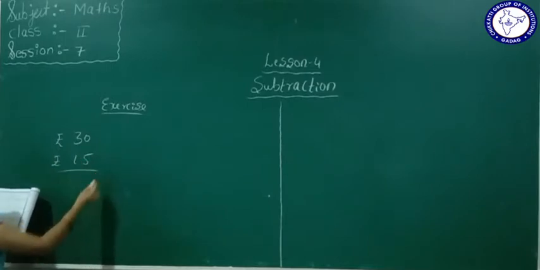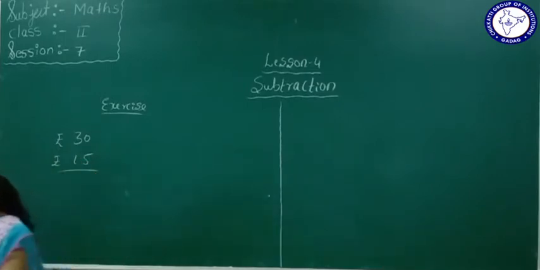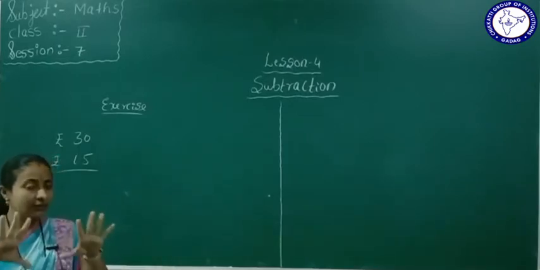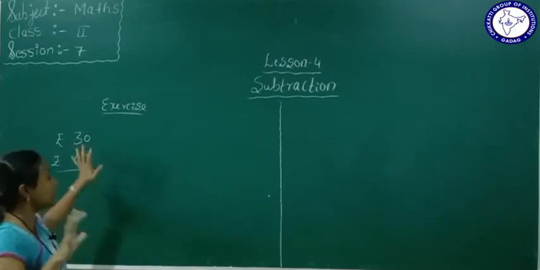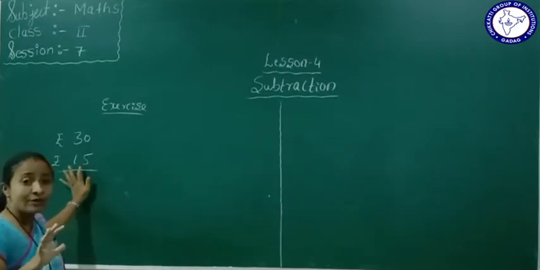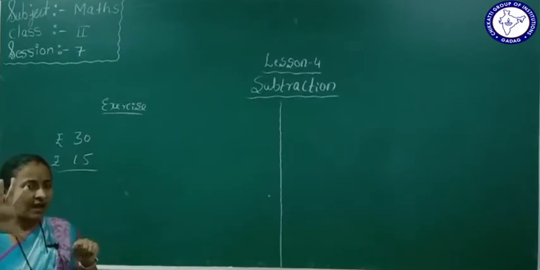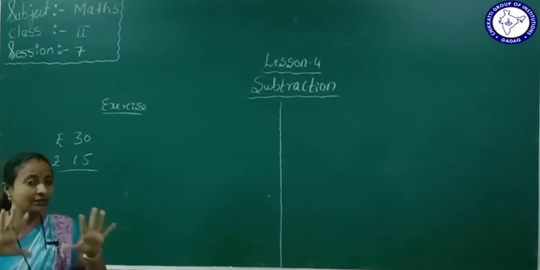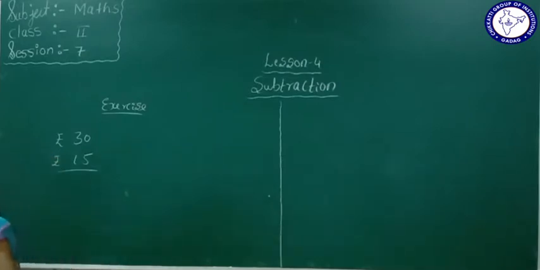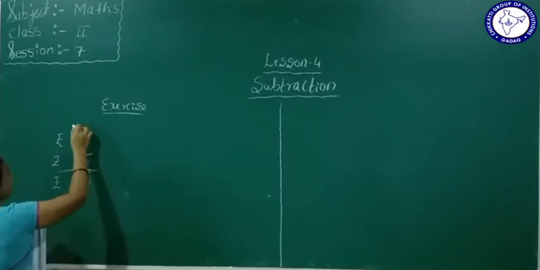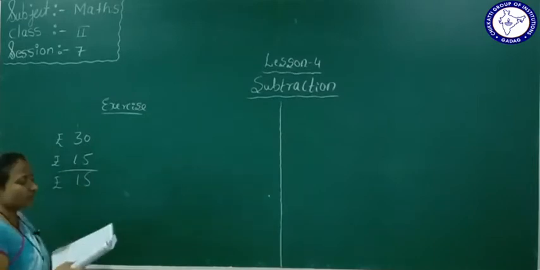He spent 15 rupees. Out of 30, the students are using finger counting: 10, 10, 10. Three times 10 is 30. He spent rupees 15, so 10 plus 5. Here I will remove 15. Remaining, how many rupees does he have? He has rupees 15. 10 minus 5 is equal to 5. Carry 1 here. 3 minus 2 equal to 1. Yes, so he has rupees 15.